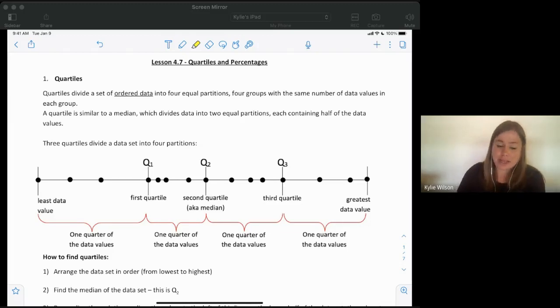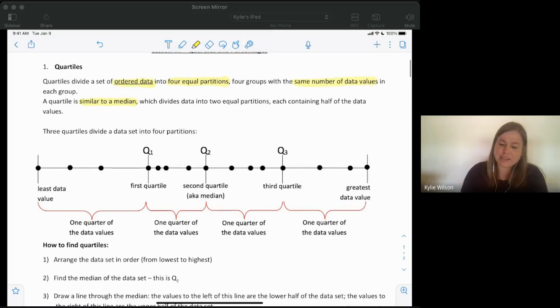Quartiles divide a set of ordered data into 4 equal partitions. These are 4 groups with the same number of data values in each group. Our quartiles are very similar to a median, and remember our median divides our data into 2 equal partitions. Our median is that number right in the middle, and we have an equal number of data points below that number and an equal number of data points above that number.